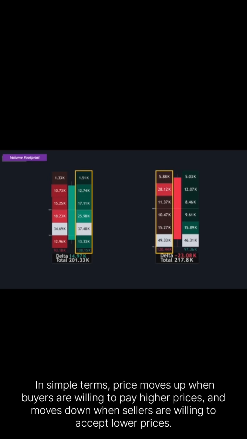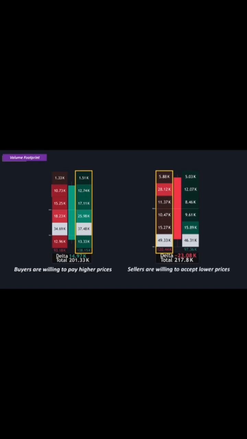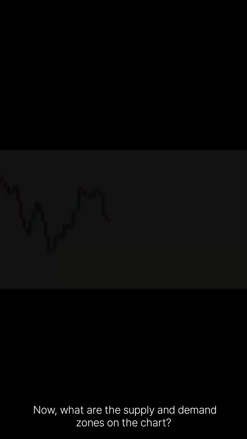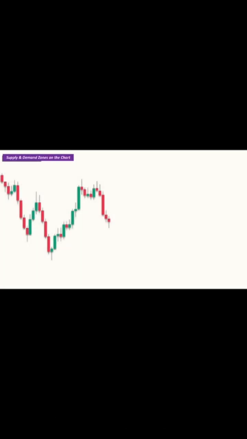In simple terms, price moves up when buyers are willing to pay higher prices, and moves down when sellers are willing to accept lower prices. This is how all price movement happens in the market. Now, what are the supply and demand zones on the chart?